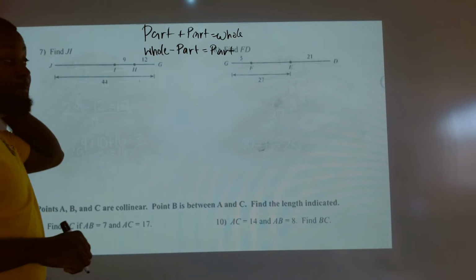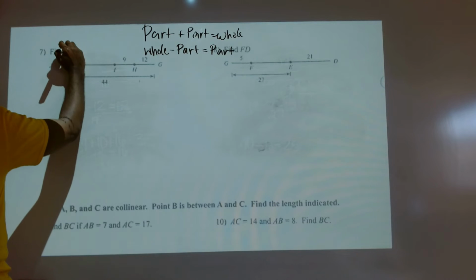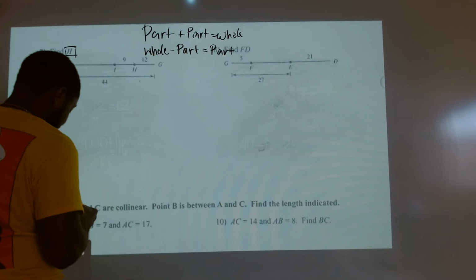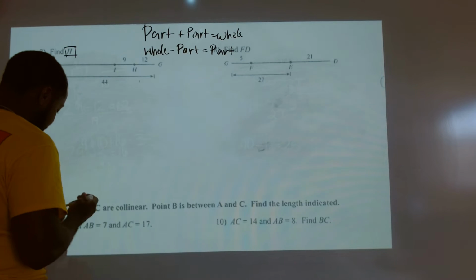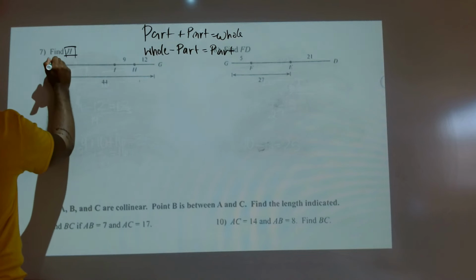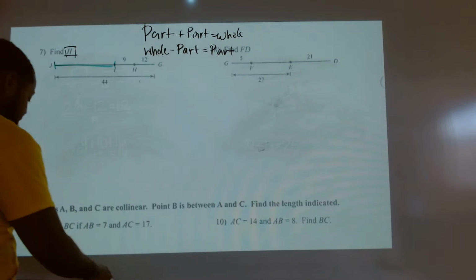Okay. It says find JI right here. JI. Hold on. JI is from here all the way to here. That's JI. To get JI, that means I need to, first of all, figure out what other numbers I'm missing, or what other numbers I have.